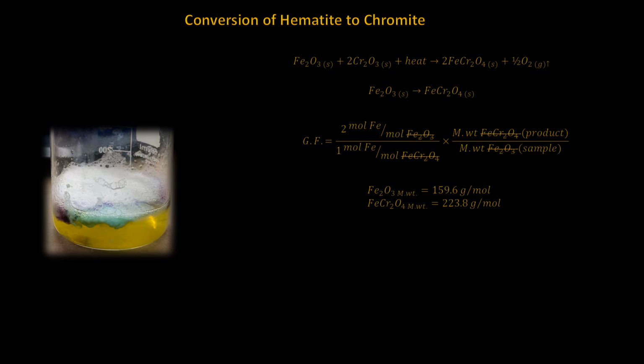The mass atomic weights of both compounds are shown, as it is the compound of interest that is required. The atomic weight of the critical element is not. However, its molar abundance, or number of moles, for the sample and the product is required for the gravimetric calculation. The G factor in this case is 2.804.